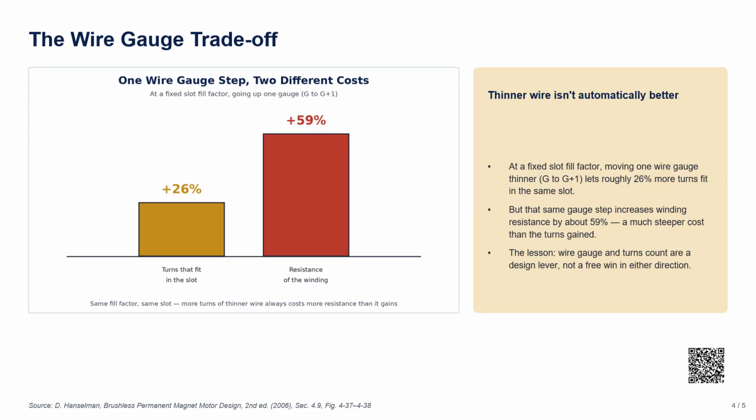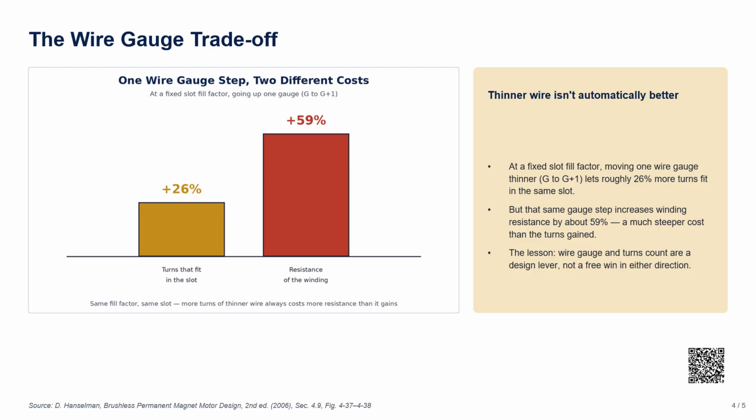Since more turns doesn't directly buy you better efficiency, what about wire gauge? Here's a real trade-off worth understanding precisely. At a fixed slot fill factor, moving one wire gauge thinner from gauge G to gauge G+1 lets roughly 26% more turns fit into the same slot. Sounds like a win. But that same one gauge step increases the winding's resistance by about 59%, a dramatically steeper cost than the modest gain in turns.